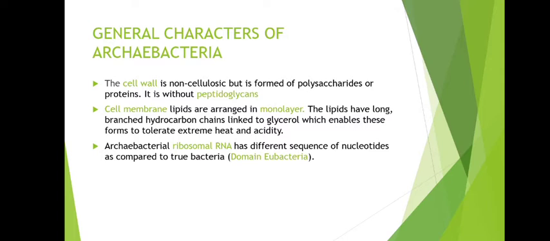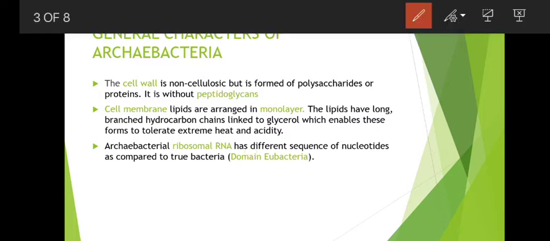So let us look at the general characteristics of Archaea or Archaebacteria. The cell wall is non-cellulosic but is formed of polysaccharides or proteins. It is without peptidoglycans. So the cell wall does not contain any cellulose but contains only polysaccharides or proteins, and it is without peptidoglycans.